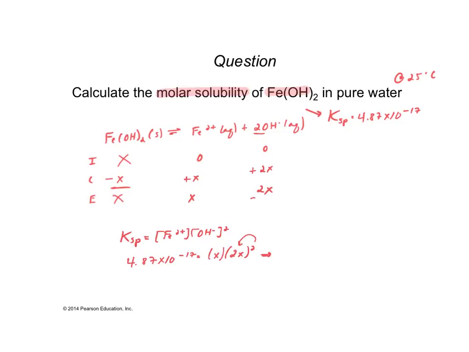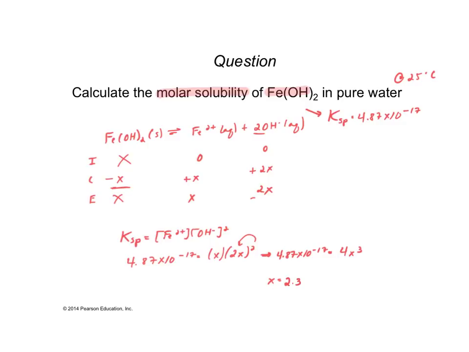So we're left with 4.87 times 10 to the minus 17 is equal to 4x cubed. We solve for x by dividing by 4 and then taking the cube root, so 4.87 e to the minus 17 divided by 4, taking the cube root, it's going to give us an x equal to a very tiny number.